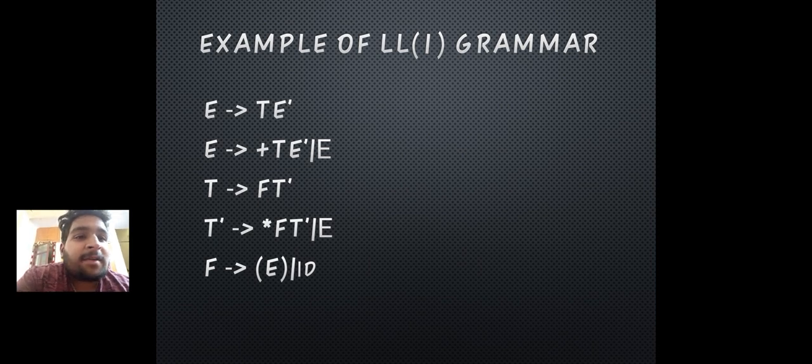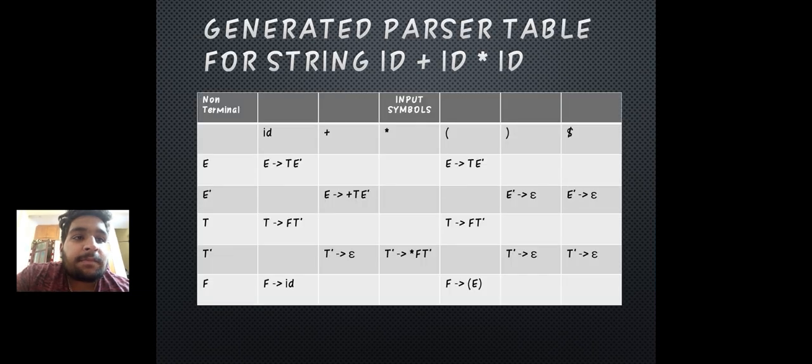There is an example of an LL(1) grammar. E → T E', E' → + T E' | ε, T → F T', T' → * F T' | ε, F → ( E ) | id. There is a simple parsing table generated for the string id + id * id.